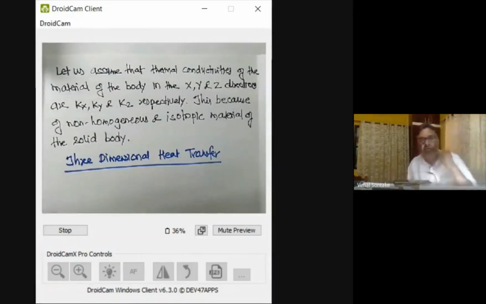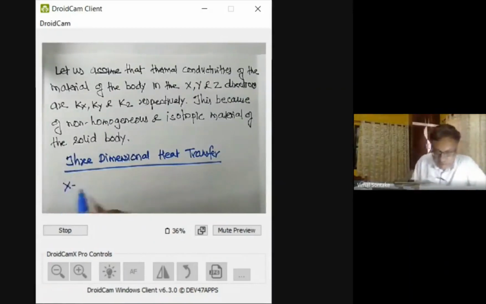So we have heat transfer in x direction, y direction, and z directions respectively. So first find out what will be the effect of heat transfer in the x direction and how that effect can be taken into consideration by writing mathematical equations.